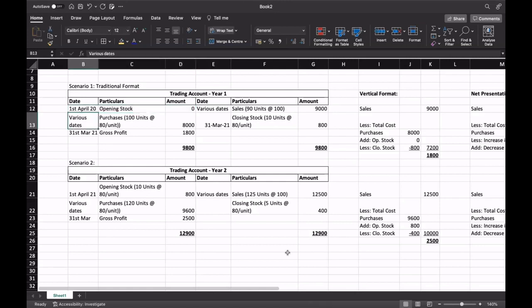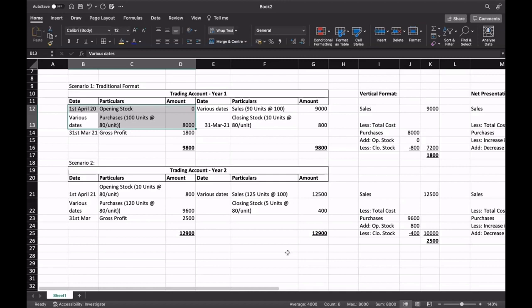Then on various dates, they are purchasing around 100 units at the rate of 80 rupees per unit. So 100 into 80, they have spent overall 8,000 rupees. Okay. So ideally, their cost should be opening stock plus purchases. They didn't have any opening stock. So purchased 100 units at 80 per unit. So 8,000 is their only cost.